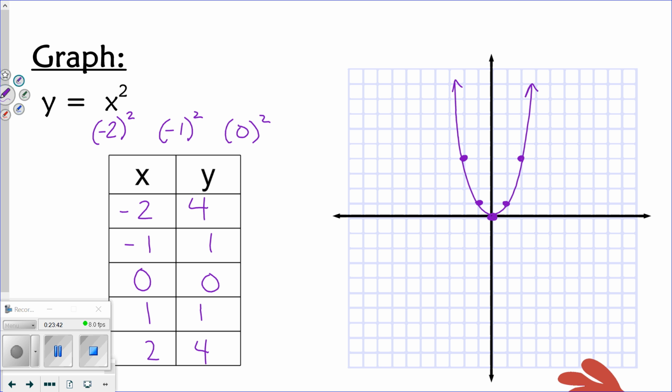Now, what is the vertex of that graph? It says 0, 0. Did you know that without doing any math on it? How did you know that? It's the minimum point. It's where it changed, right? Okay, so that's your vertex.